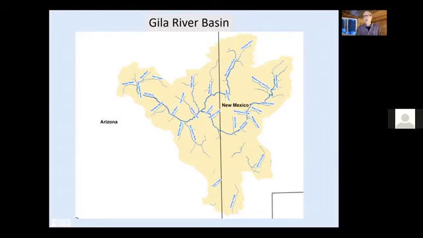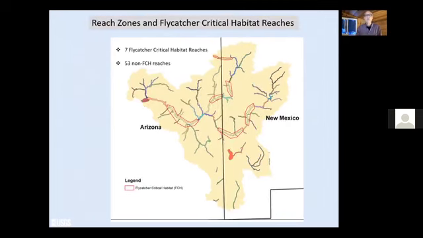So as you know, the Gila River Basin is divided kind of right in two between Arizona and New Mexico, and it has quite a few flycatcher breeding grounds on it. So we thought that it would be a good location to try out this new reach rank model. And if it works well here, then we thought we could extrapolate it throughout the flycatcher range.